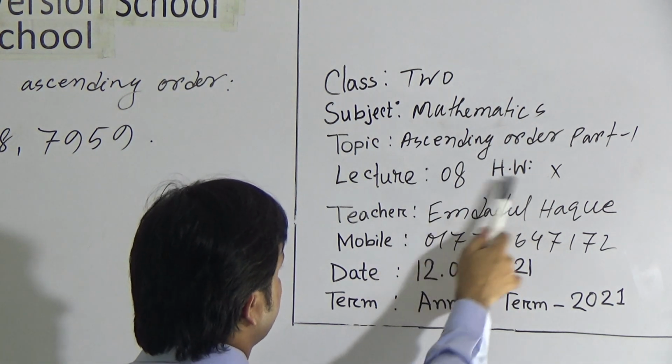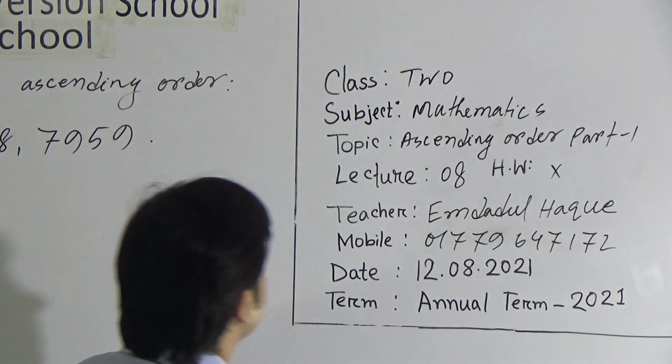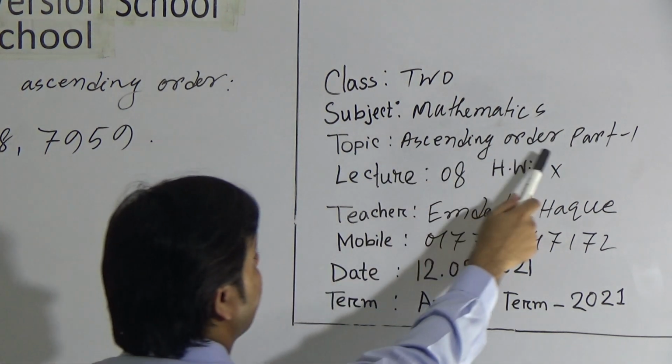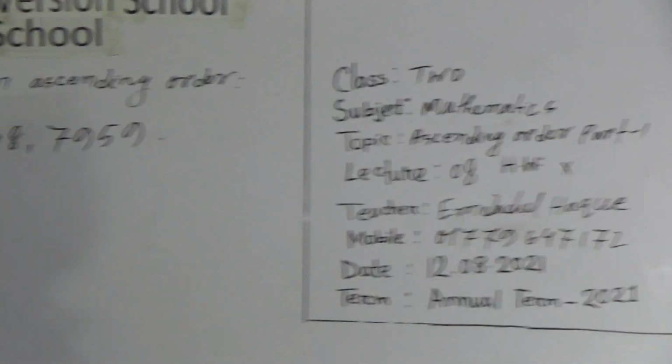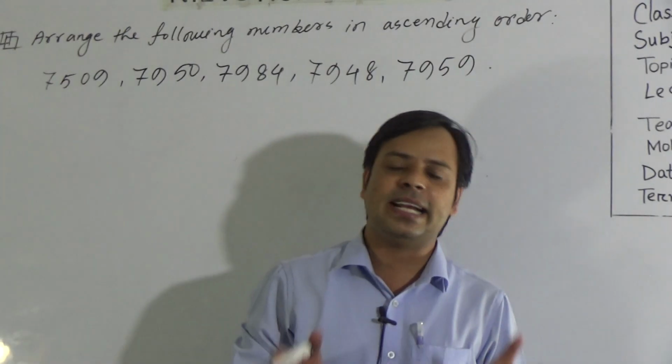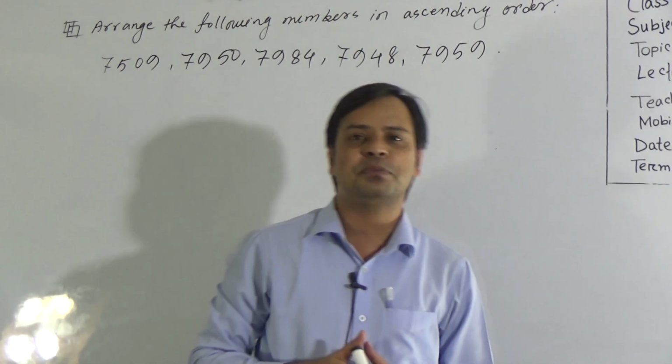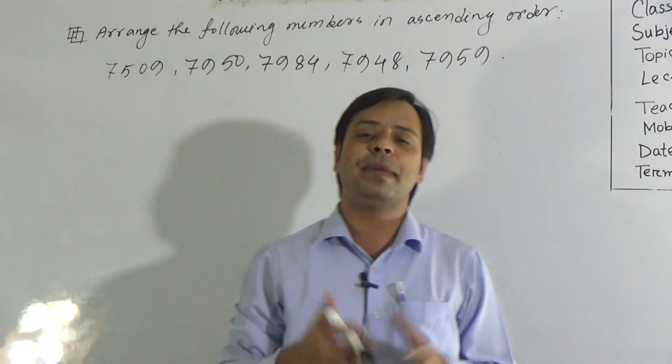Today's lecture is number 8. There is no homework in today's class. Our topic is ascending order, part 1. It means that in this part we will learn how to arrange numbers in ascending order. So first we have to know what we mean by ascending order.